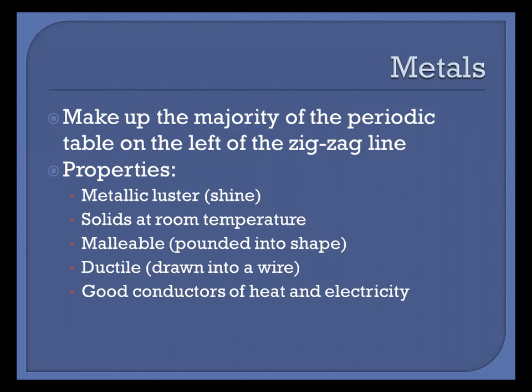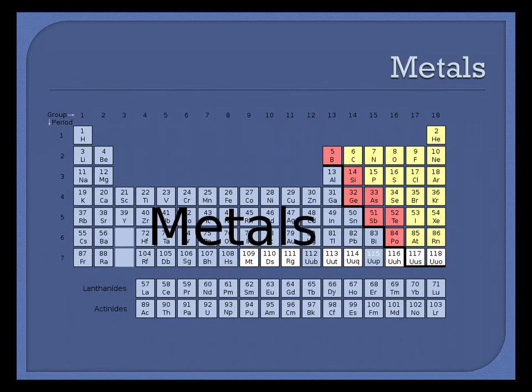First of all, they all have metallic luster, which means that they're shiny. Most of them are solids at room temperature, but the one that isn't is mercury, and that is a liquid. They also are malleable, which means they can be pounded into a shape. Some of them are more malleable than others. They're also ductile, which means they can be drawn into a wire. And they're also really good conductors of heat and electricity. And so this picture just shows you exactly where the metals are, and they're all in blue.